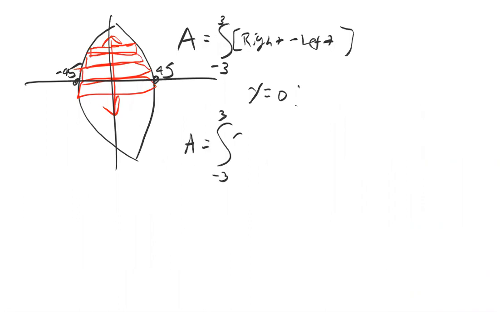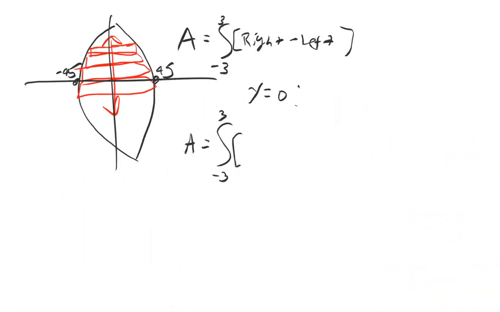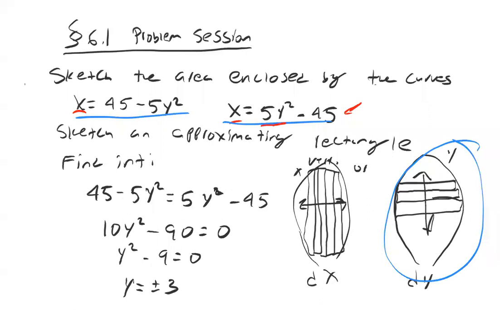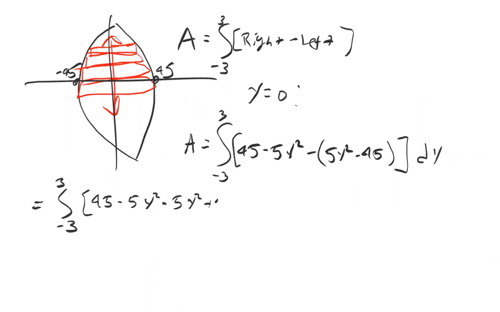the integral from negative 3 to 3. I just said that the right function is this first one, 45 minus 5y squared. I'm going to subtract off the left function. Left function is 5y squared minus 45. And I'm integrating dy. Y is my variable here. So let's simplify this. Negative 3 to 3, 45 minus 5y squared minus 5y squared plus 45 dy. This is equal to the integral from negative 3 to 3, 90 minus 10y squared dy.